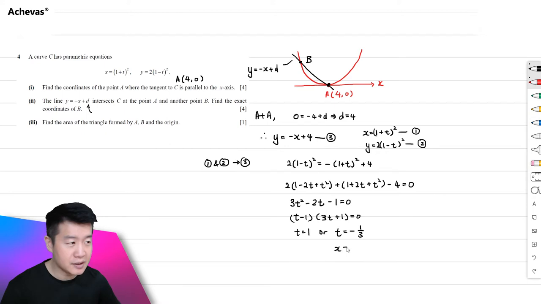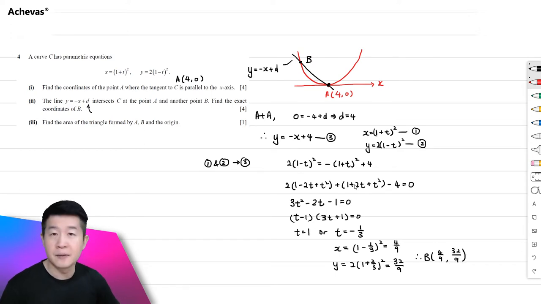So x is going to be equal to 1 minus 1 over 3 squared. So we have 2 over 3 squared, this is 4 over 9. And y is 2 of 1 minus minus 1 over 3, so plus 2 over 3 squared. This is equal to 32 over 9. So therefore, we found the coordinates of B, and that is 4 over 9 and 32 over 9.